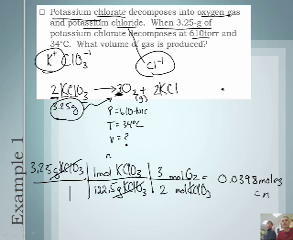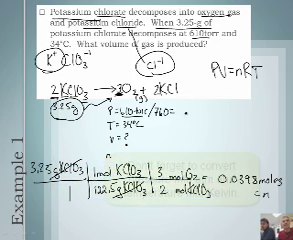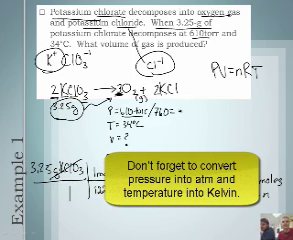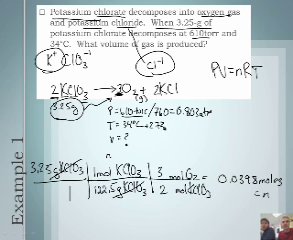So we're going to do PV equals nRT, and we're going to solve for V. We have an issue here. Pressure is 610. We'll just divide that by 760 to get our atmospheres, 0.803 atm. And temperature, we'll add 273, and we get 307. And so now I'm going to plug my numbers in.